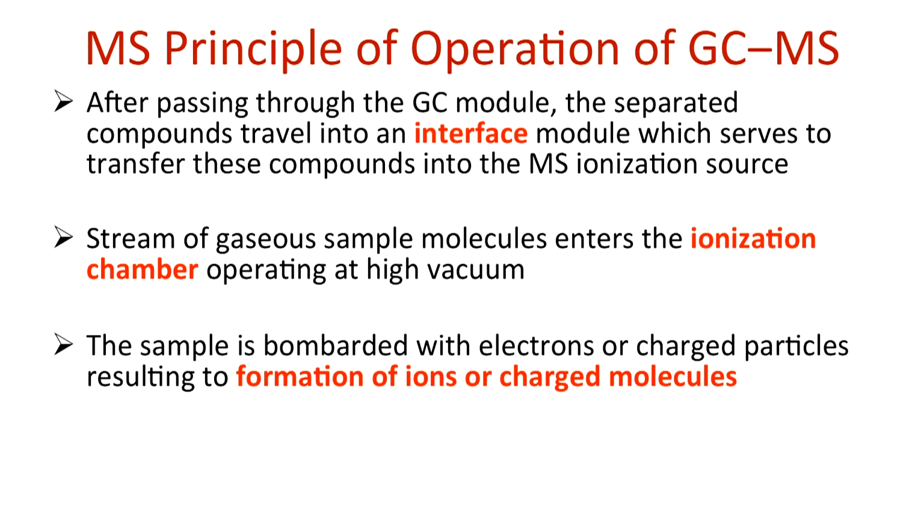After going through the GC module, the separated compounds will then travel into the interface, which serves to transfer these compounds into the ionization source. And then the gaseous sample molecules enter the ionization chamber operating at high vacuum. Here, the sample is bombarded with electrons or charged particles, as mentioned, resulting in the formation of fragment ions as well as the molecular ion itself.